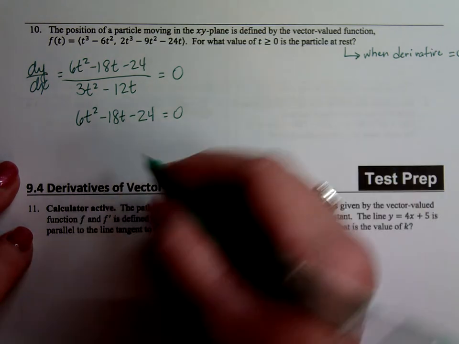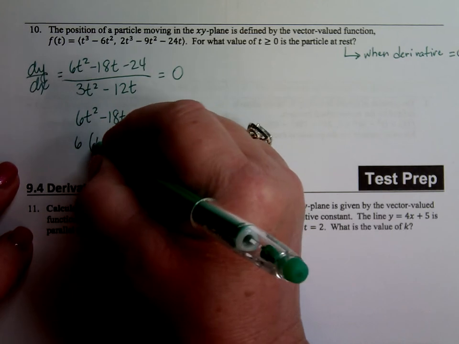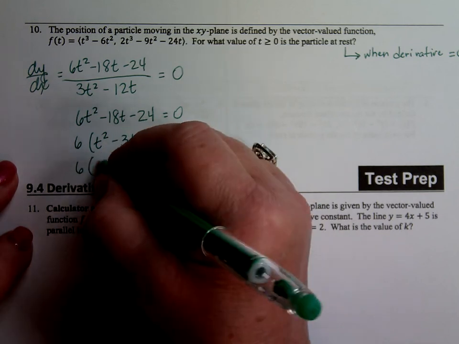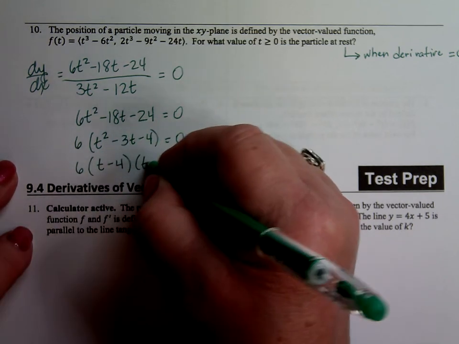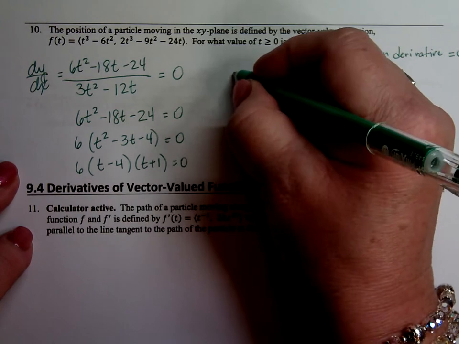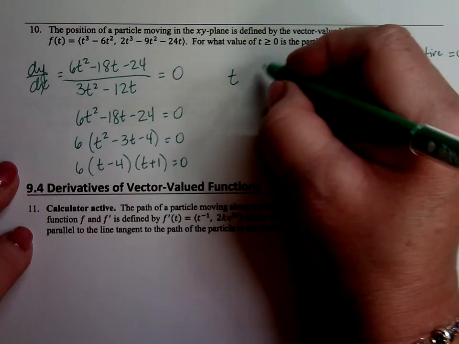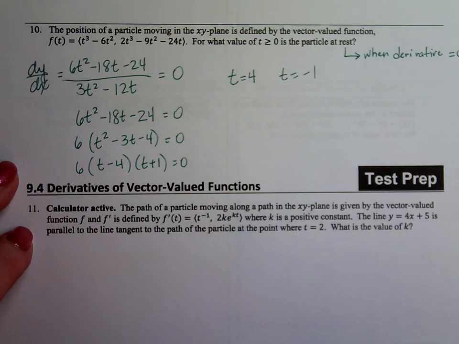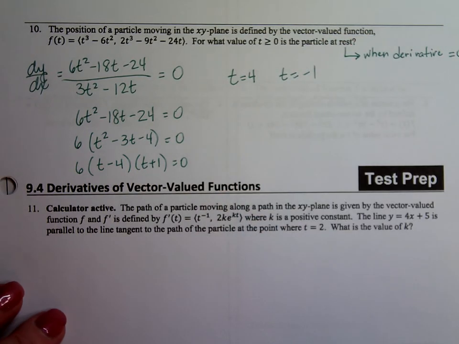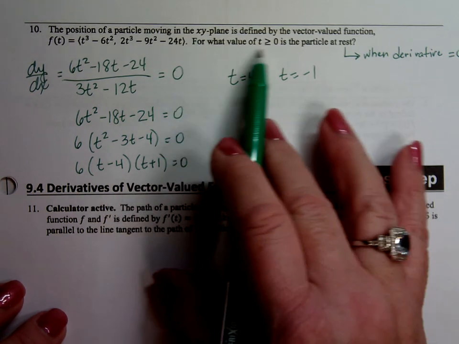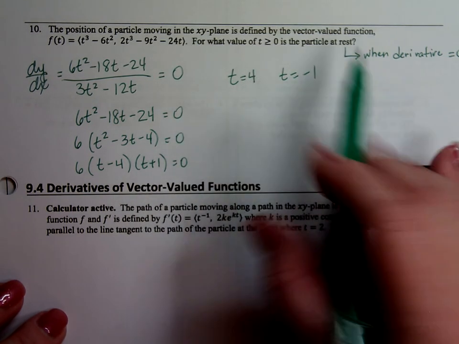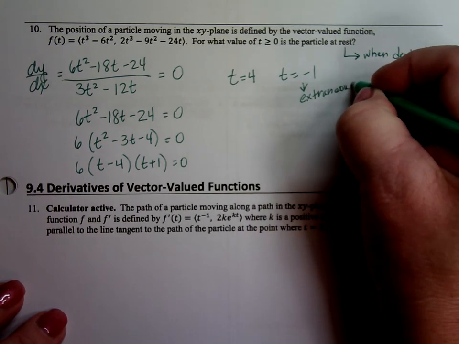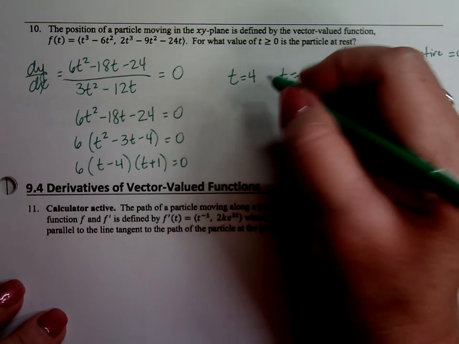Let's keep going. Take out a 6: t squared minus 3t minus 4. If I factor that, t minus 4, t plus 1. Set them equal to 0. The 6 out in front means nothing. t equals 4, t equals negative 1. Right? They're my two values. However, the question asks for what values of t greater than or equal to 0 is the particle at rest. This guy's extraneous. It's not in that domain that they're giving you. So your only answer, and I don't want to box it, is t equals 4.